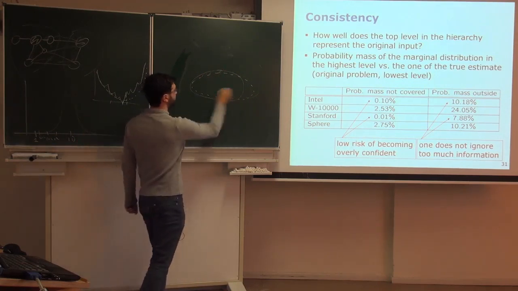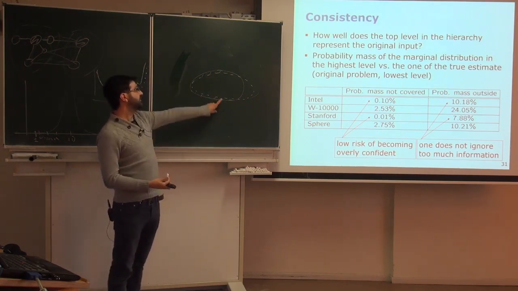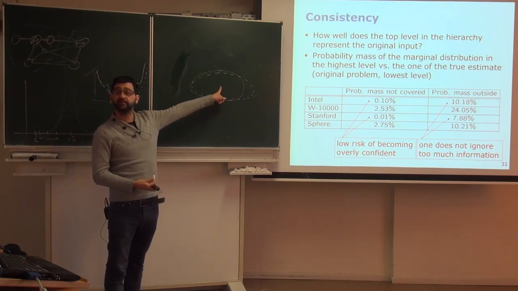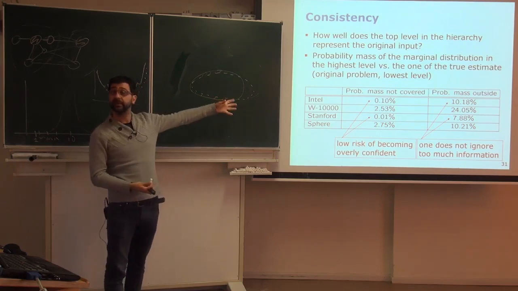And we can say this is the part of the true estimate which is not covered by the approximated estimate. And this basically means I might make a wrong decision, okay? Because if I make a decision based on my estimate here, I'm doing something wrong. And wrong is bad in this case.